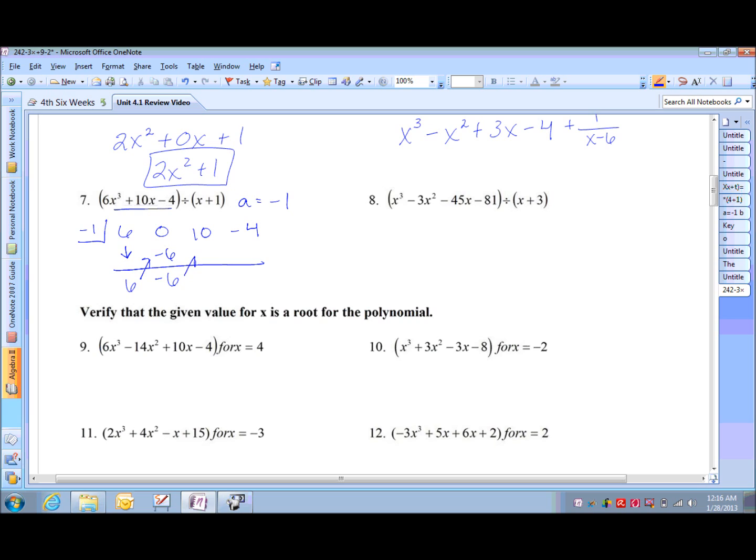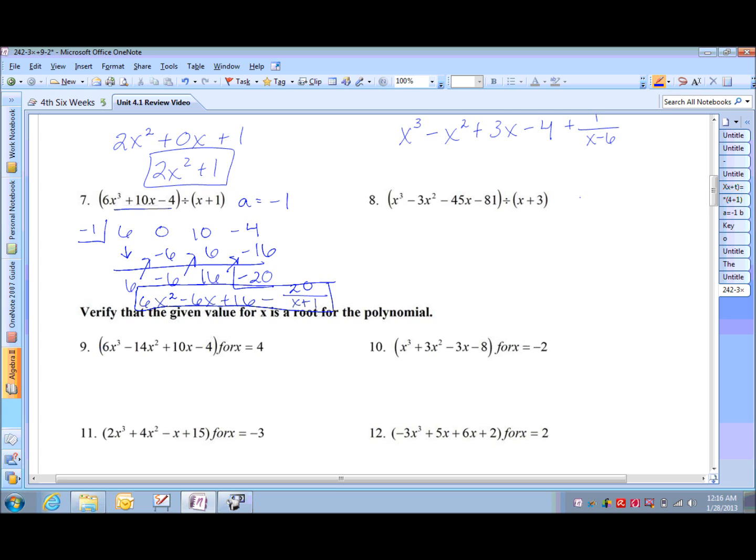Negative 1 times negative 6 is positive 6. 10 plus 6 is 16. And negative 1 times 16 is negative 16. When you add negative 4 and negative 16, you get negative 20. So, our final answer here is 6x squared minus 6x plus 16 minus 20 over x plus 1. That last number always goes over the divisor. And that is your final answer to problem number 7.